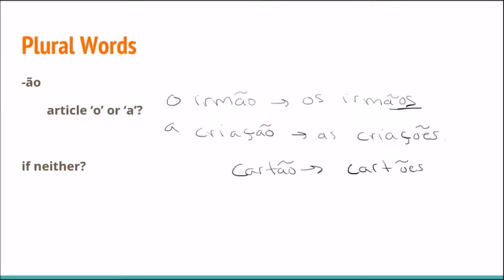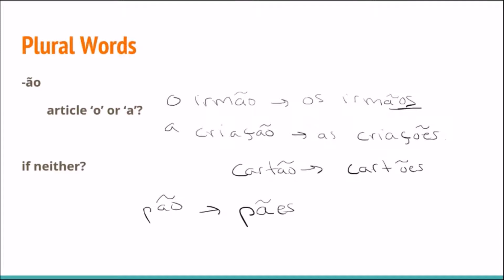And then how about this? If it doesn't really have an article, if you're not talking about the brother or the airplane or whatever, if you're just talking about something in general, so let's say bread. Bread is pão. The plural of bread would be pães.